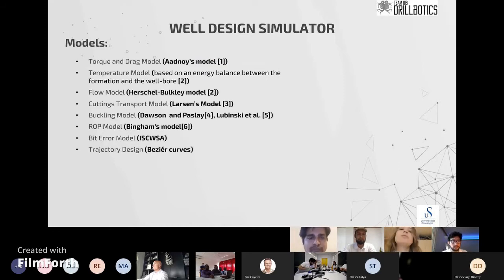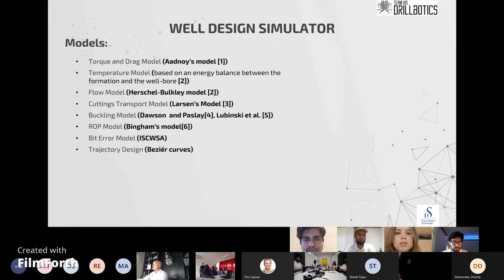So these are the models we are using for the well design. We have torque and drag, which is Johancsik's model. The temperature model is Hasan et al., and it's based on the energy balance between the formation and the wellbore. The flow model is the Herschel-Bulkley model. The cuttings transport is Larsen's.